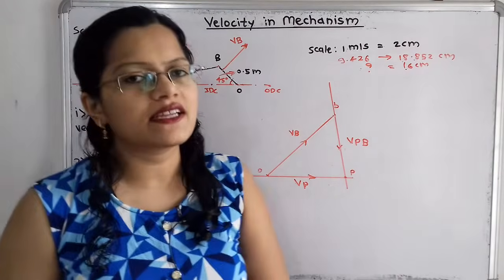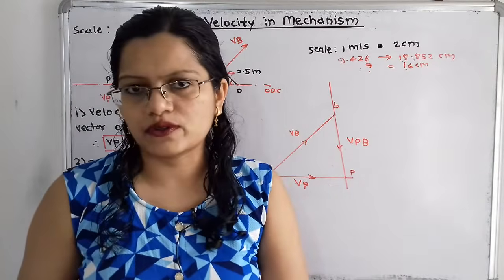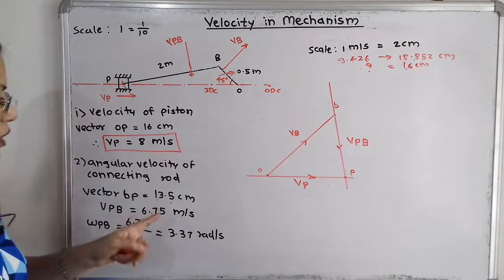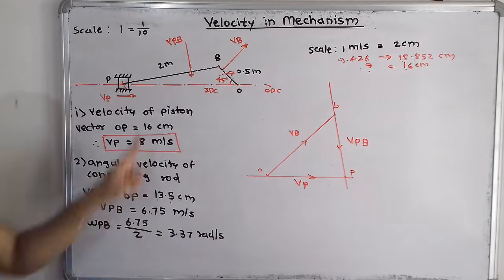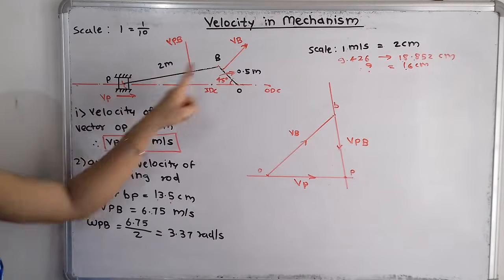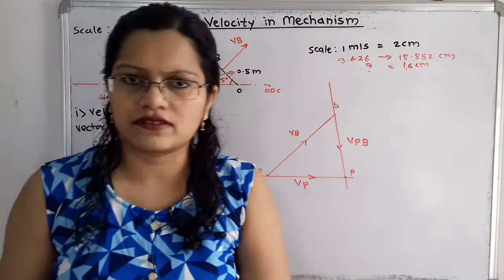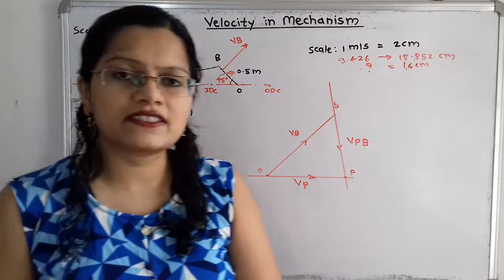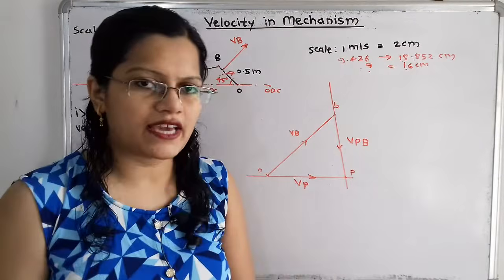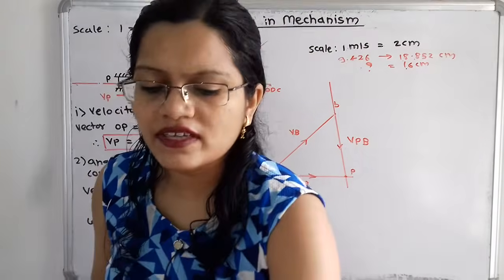Now from that we can easily calculate the angular velocity. That is, angular velocity is equal to linear velocity divided by the length in meter. The length of BP in meter is 2. So 6.75 divided by 2 is equal to 3.37 radians per second. Now the most important thing is that we have to define its direction. So how to define its direction?